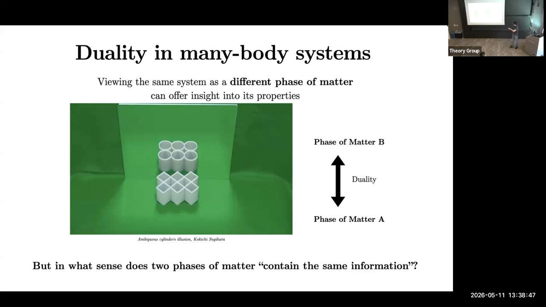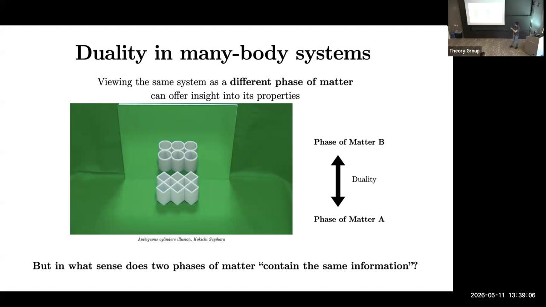In what sense do these two phases of matter contain the same information? I'm going to address that in a bit. But let me just pose that there might be some information for phase of matter A and phase of matter B in which they carry the same information. And what's interesting is we can now ask a similar question: when can we have a self-duality?